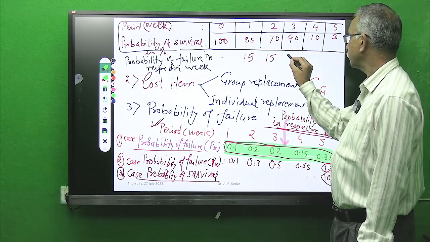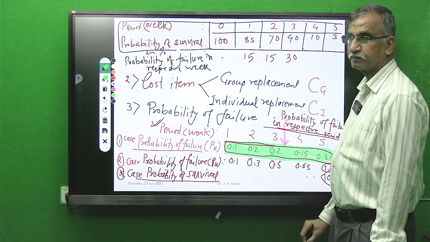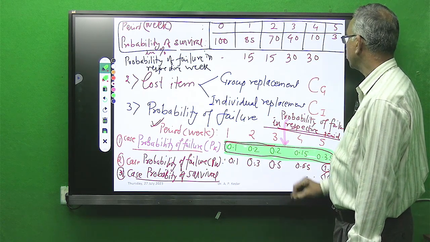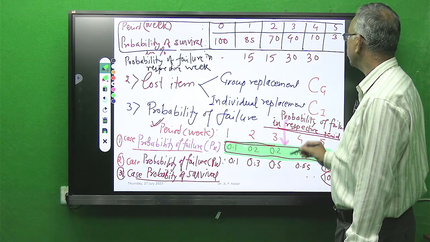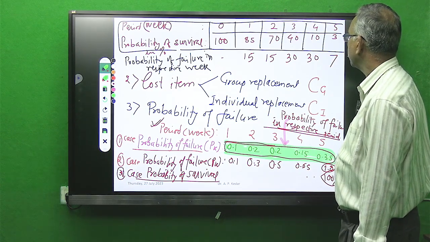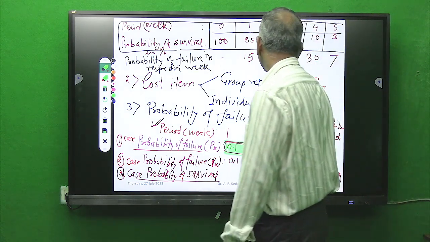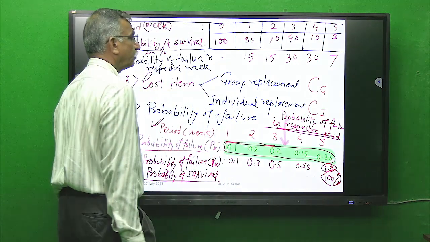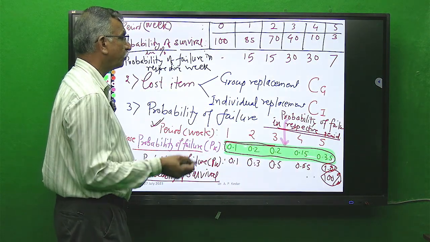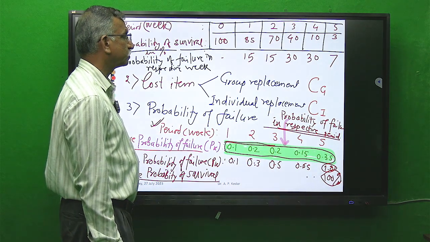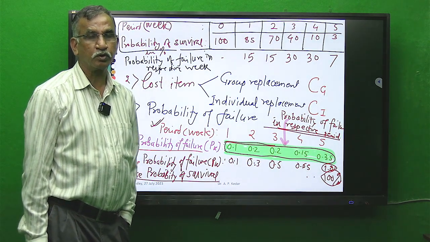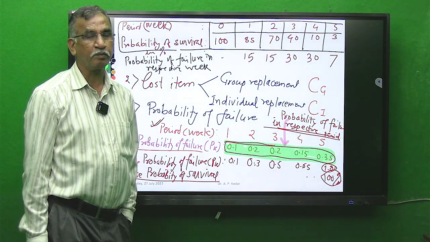70 minus 40, 30. 40 minus 30. And then 7. See what we are doing? We are going for calculation of the values, different values, and we are in a position to find the values of respective probability in the form of percentage.